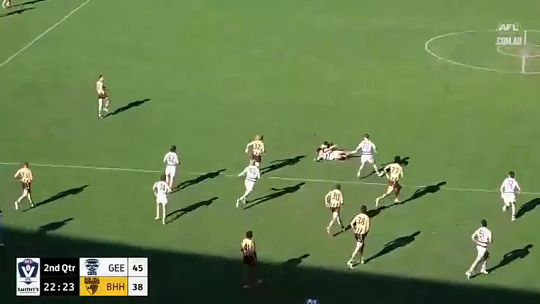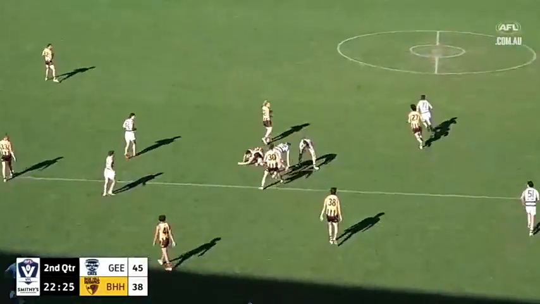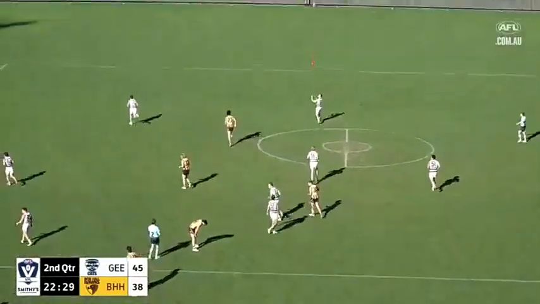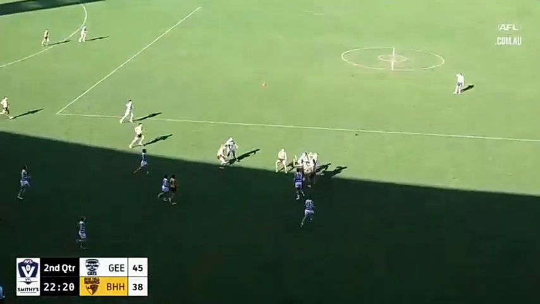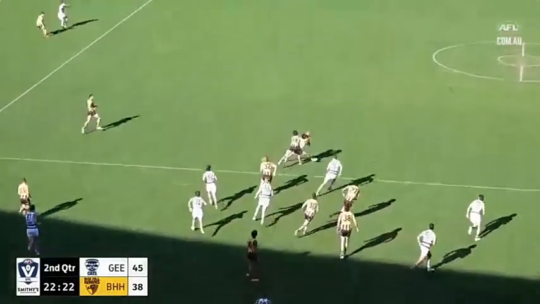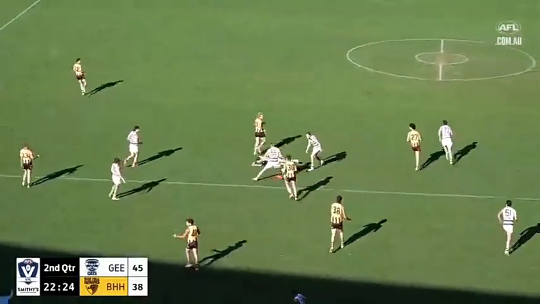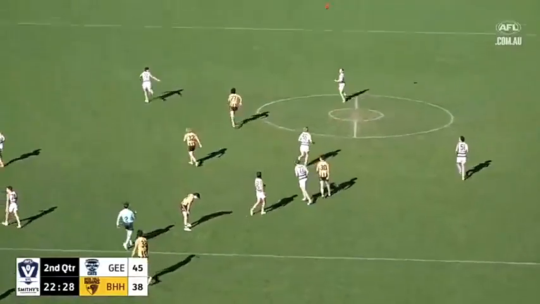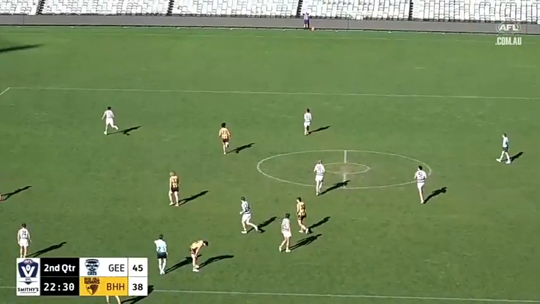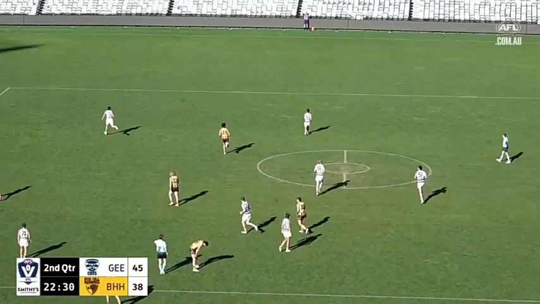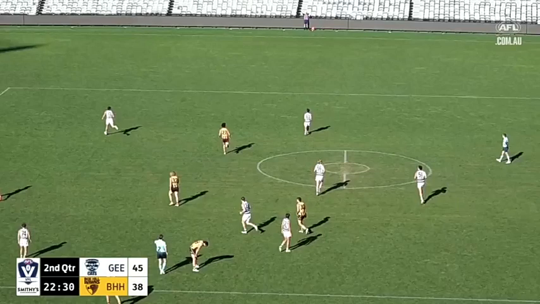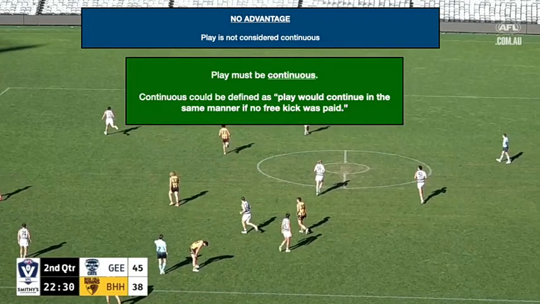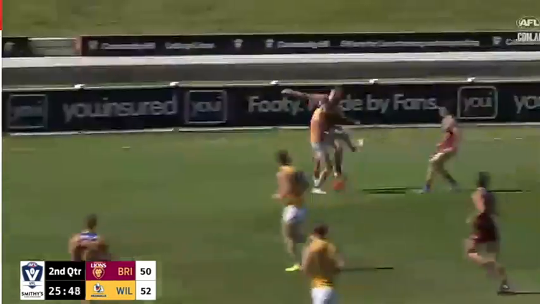So in this example, we're saying play is not continuous, as if the free kick would not have been paid. So free kick there, play is not continuous. There's a clause there: play is not continuous, as if the free kick wasn't paid, the game would have continued. Okay, so no advantage. Play on.